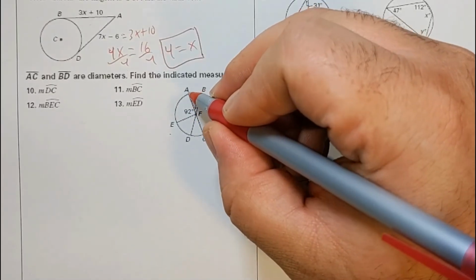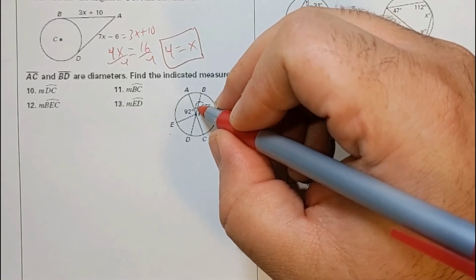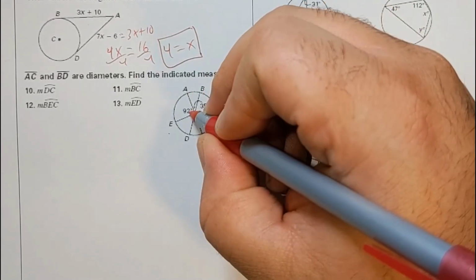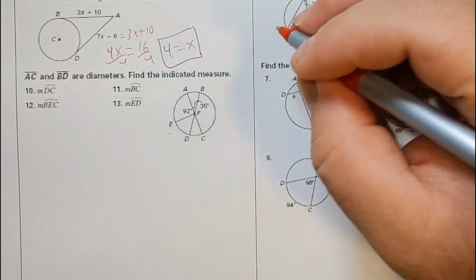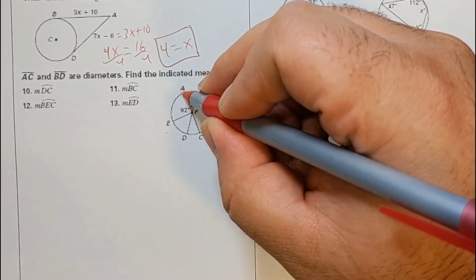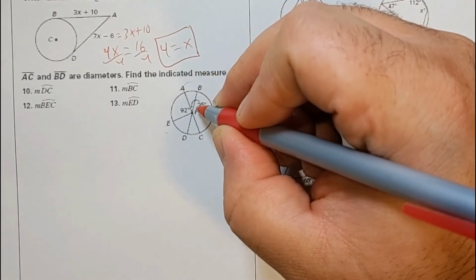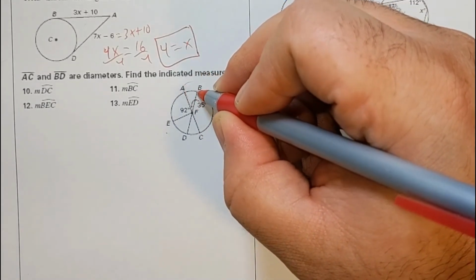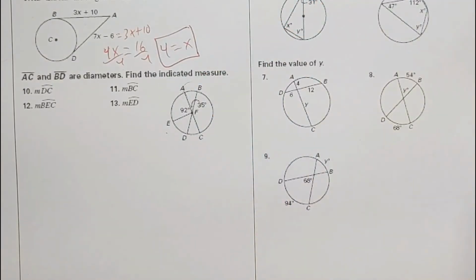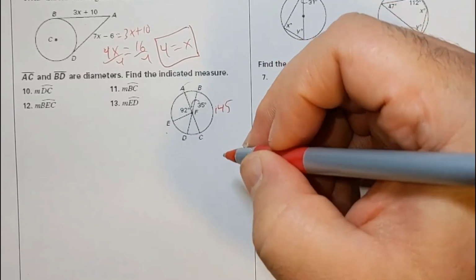The central angle is the same as the measure of the arc. So if this is 35 degrees, then that means AB is 35. If this is 92, then AE is also 92. From A to C is going right through the center, so that means that this would be 180 degrees. If you already know that from A to B is 35, you can go 180 minus 35. And you find out from B to C is 145.